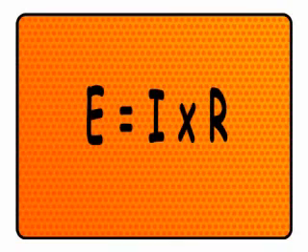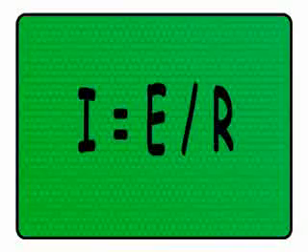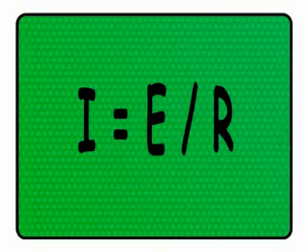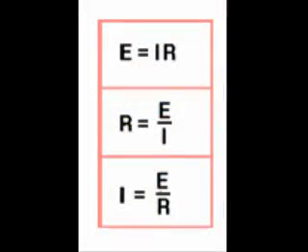Using algebra techniques, we can manipulate this equation into two variations. Solving for I, we get I equals E divided by R, and for R, respectively, R equals E divided by I. In the next part of this program, we will see how we can use these equations to help us analyze both simple and more complicated circuits.